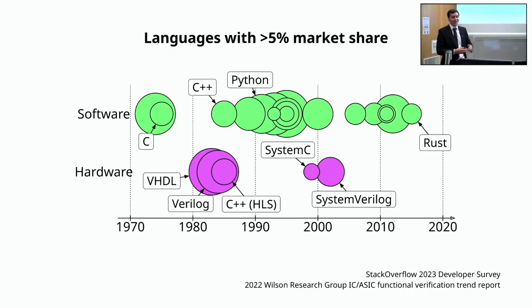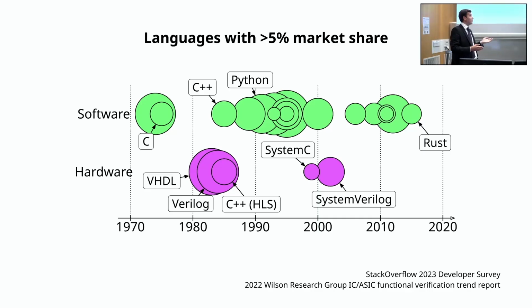VHDL and Verilog are two big blobs from the early, or from before 1985. C++ is used in hardware as well via high-level synthesis, so that gets a blob. SystemC is from the early 2000s, or just before 2000, and SystemVerilog is also from the early 2000s. Now, personally, I would say that SystemVerilog retains so much of the core of Verilog that it really is a language from 1985, even if it was standardized in the 2000s.